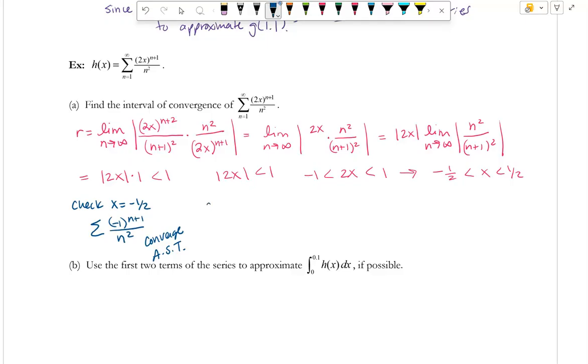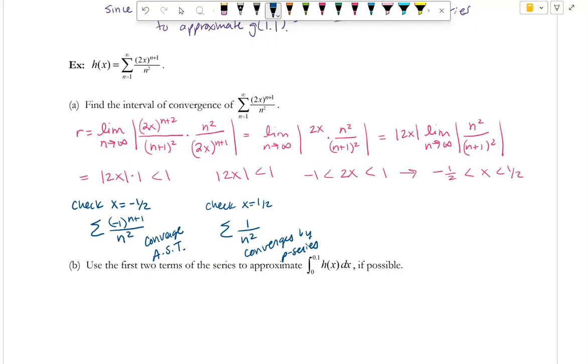All right, so then I also need to check my other endpoint, x equals +1/2. So 2 times 1/2 is just 1, and 1 to the n plus 1 power is just going to be a 1. So I get 1 over n squared. And I know that this series converges by the p-series test.